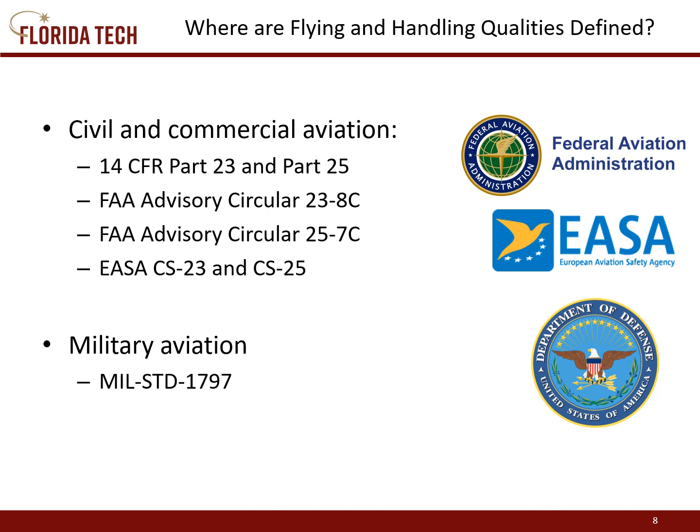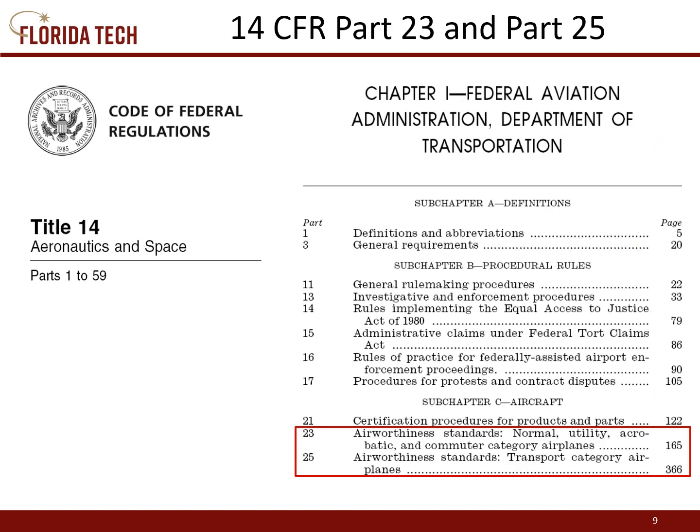In the military, at least in the United States military for Air Force, Navy, and Marine Corps aircraft, the guiding document is MIL-STD-1797. Again, the FAA follows the Code of Federal Regulations. Title 14 covers aeronautics and space, and as you can see in the red box at the bottom, Part 23 covers the airworthiness standards for normal, utility, aerobatic, and commuter category airplanes, and Part 25 is airworthiness standards for transport category airplanes.